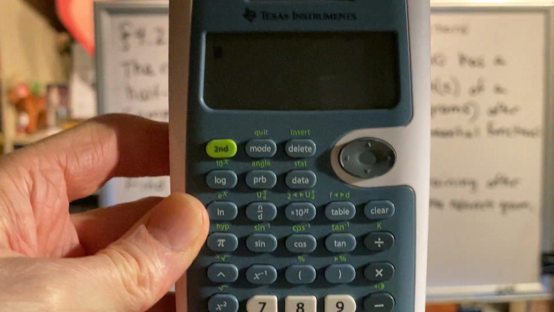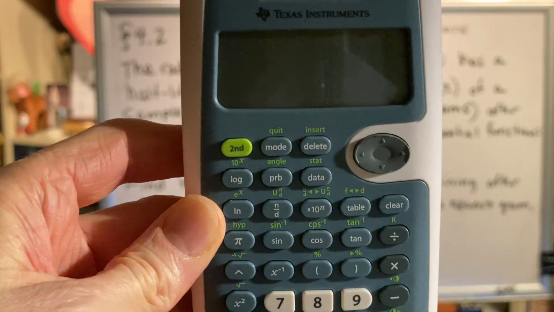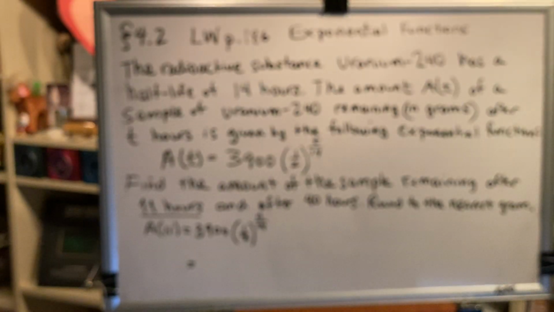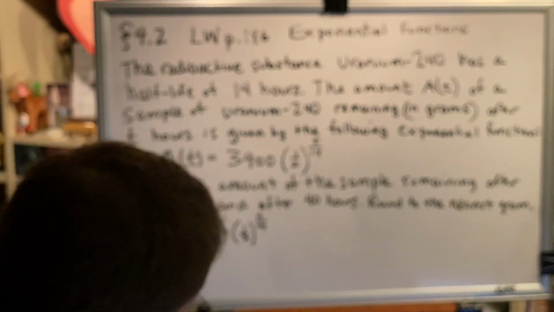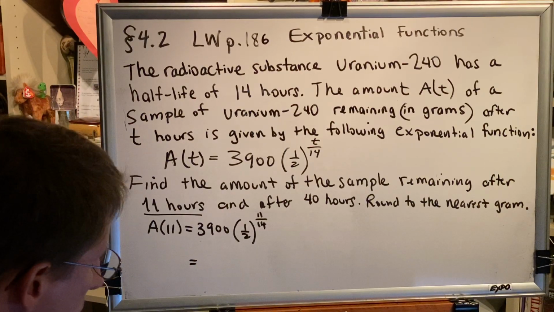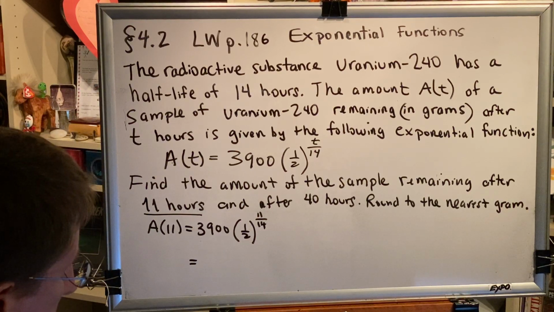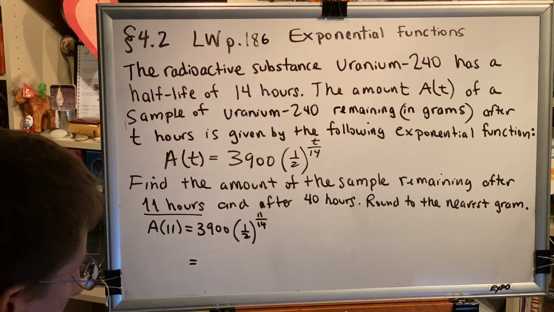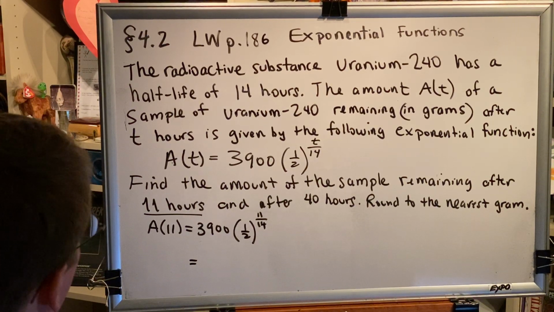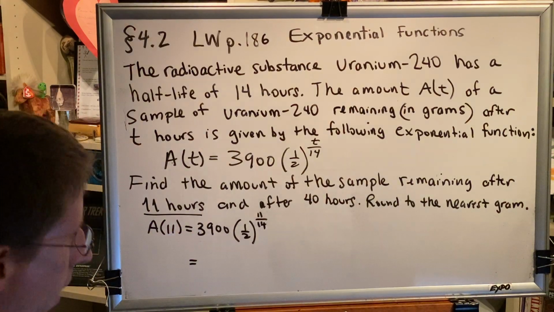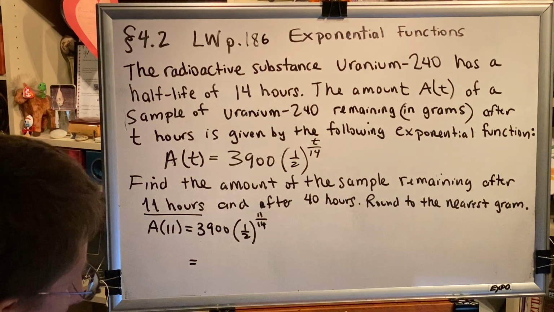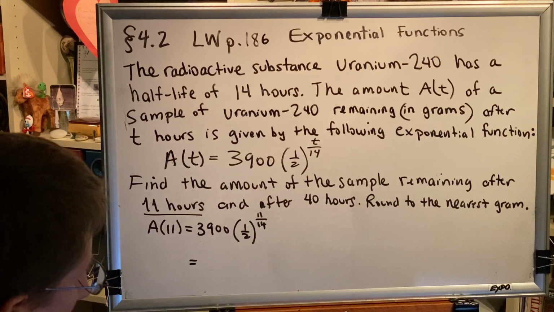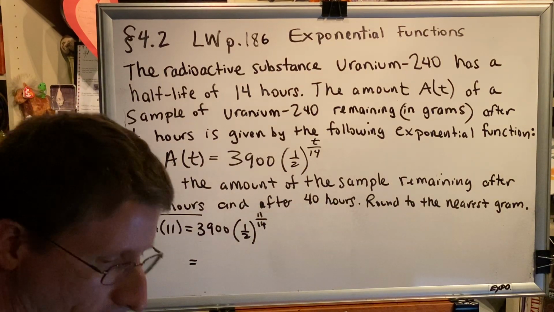All right, so let's see if we can do this together. So the first thing we're going to do is we are going to enter the 3,900. Then we're going to do parentheses, and then we're going to make our fraction 1/2. Then we will close our parentheses. Then we will hit the exponent button, where we will make another fraction, so n/d for the fraction button, and we'll put 11/14. And when we hit enter, we get our value.